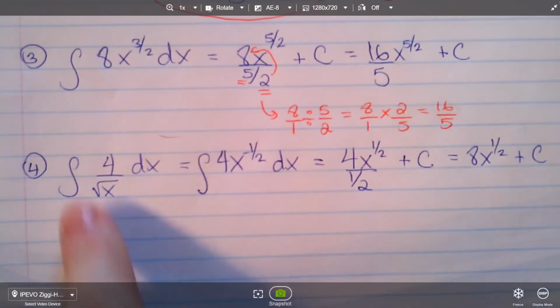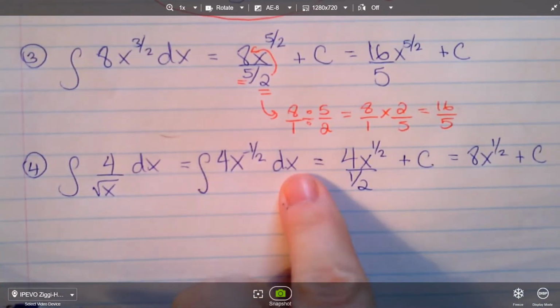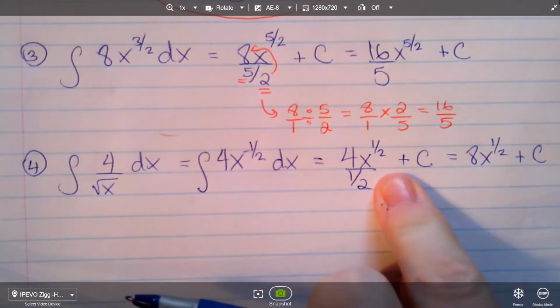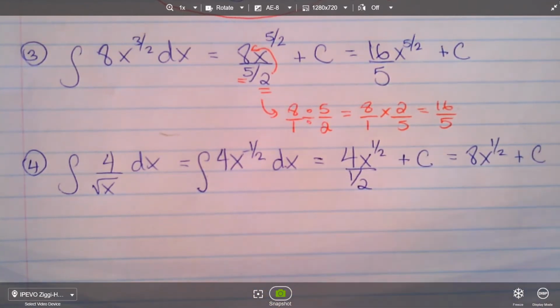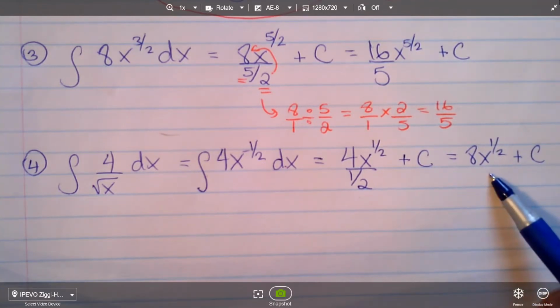So again, notice the integral stayed. I performed the integral, so it was removed, plus c appeared. I simplified, plus c remained. Okay. Just like before, if you want to leave this as x to a half, that's fine. You don't have to use square root. That's fine, just as it is.